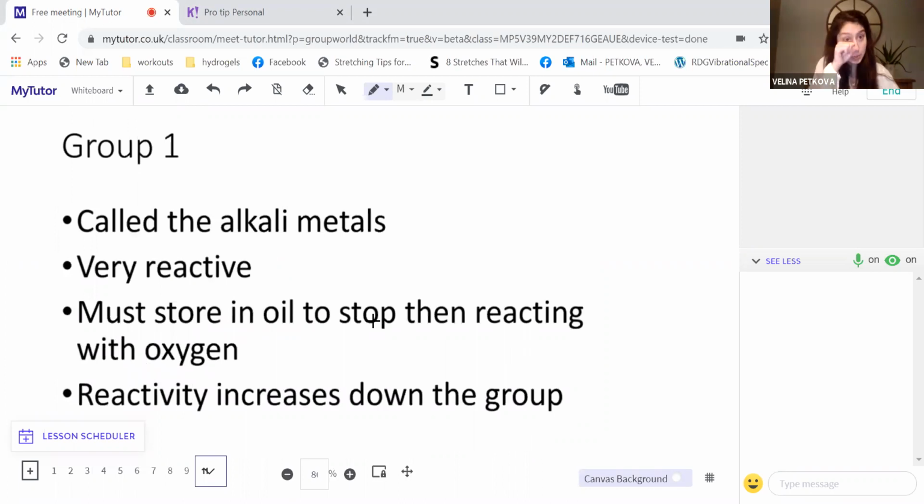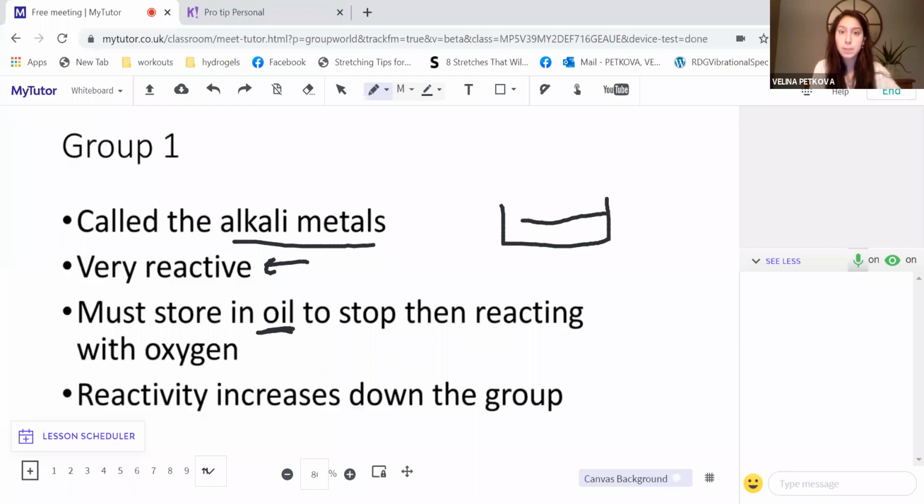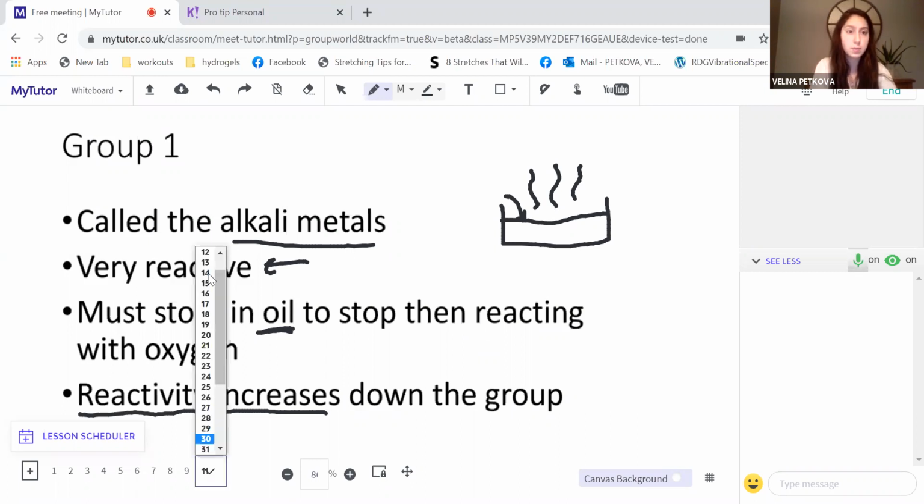Okay, so group 1 are called the alkali metals. They're very reactive, and you must store them in oil to stop them reacting with oxygen. At school, some of you may have seen an experiment where the teacher puts a group 1 metal into water, and you see it fizzing. There's gas released. The reactivity increases down the group is another key thing to note about group 1. I'm going to explain why.